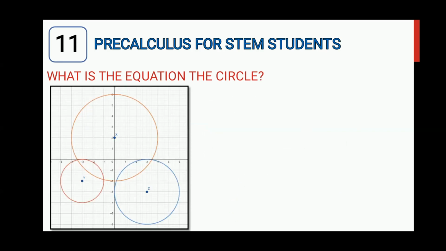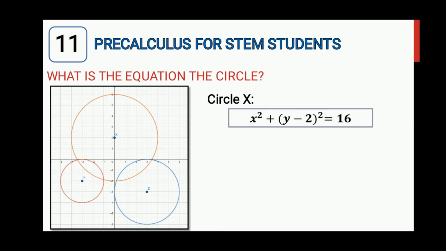Why don't you try it yourselves? Let's try finding the equation first of the circle x. What is the equation of circle x? Well, I know you can do it. Yes, that is right. Very easy. That is x squared plus (y minus 2) squared is equal to 16, because its center is at 0, positive 2, and its radius is 4.